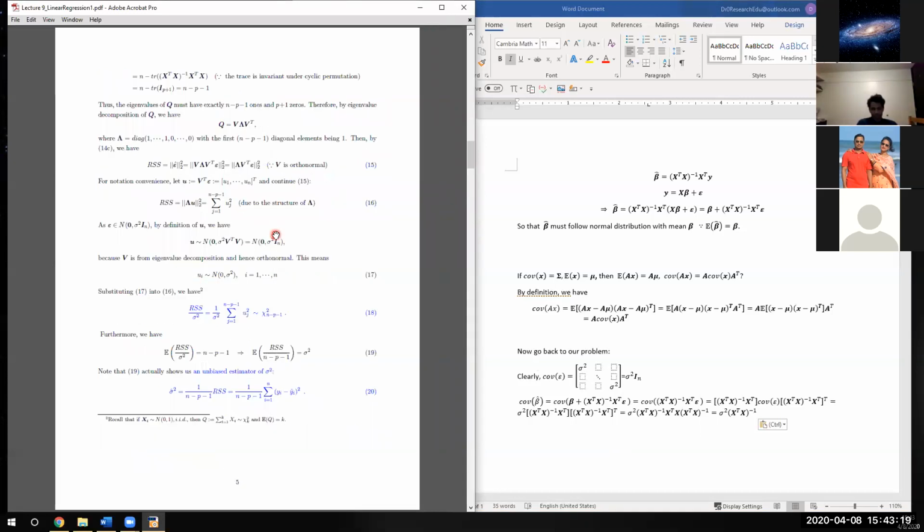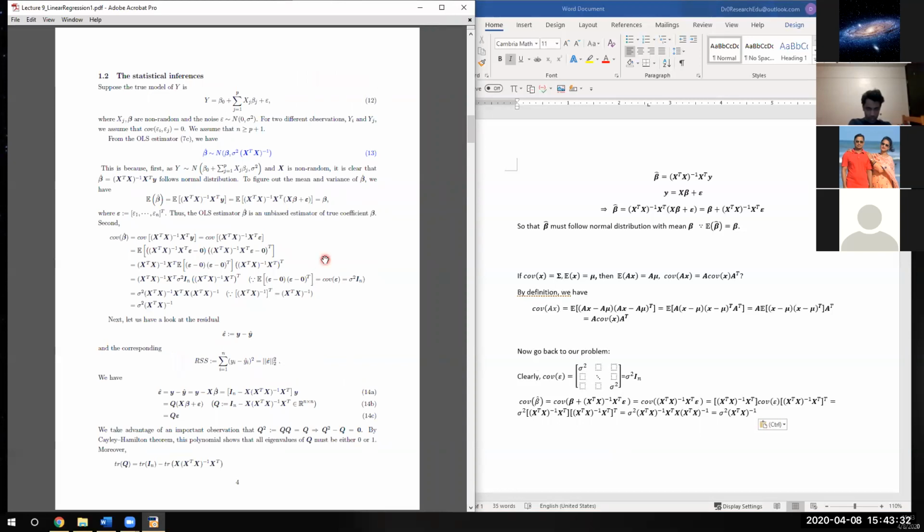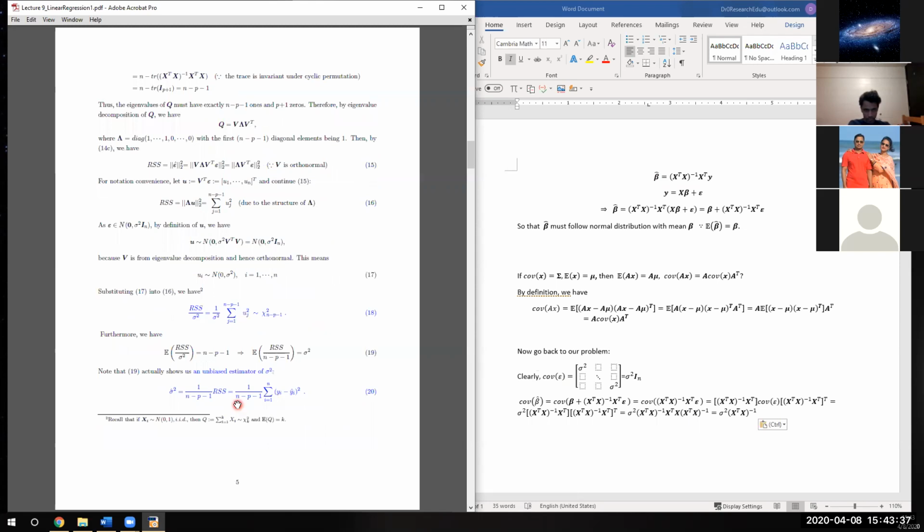The second important thing is how the residual sum of squares is distributed, and how to estimate this sigma square. Usually people may say, oh, simple, sigma square is 1 over n minus 1 times the sample variance. Unfortunately, it's wrong. It's biased. The real unbiased one is here. And let's see how to get this result.